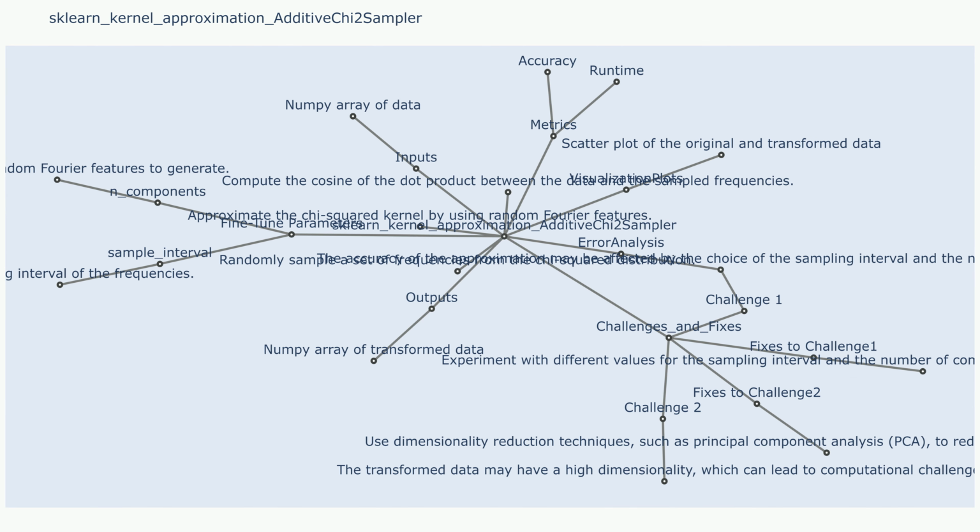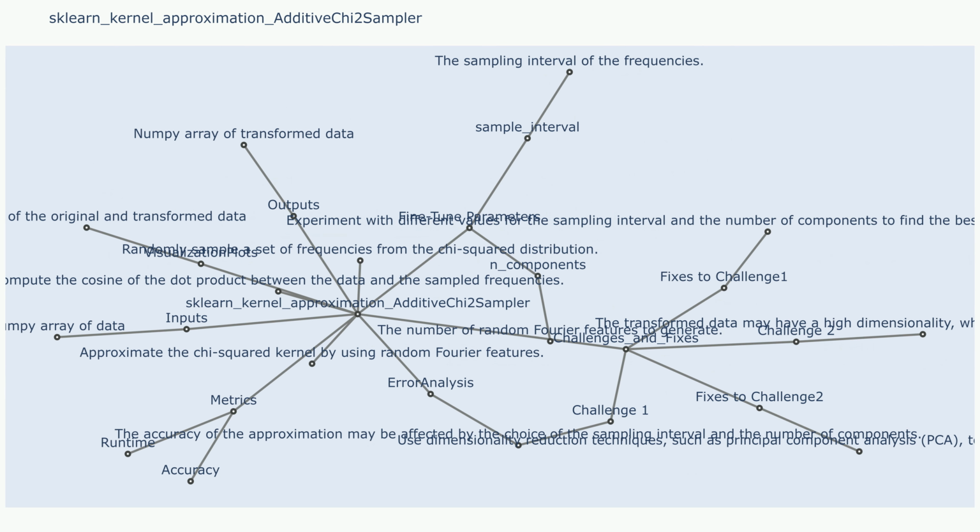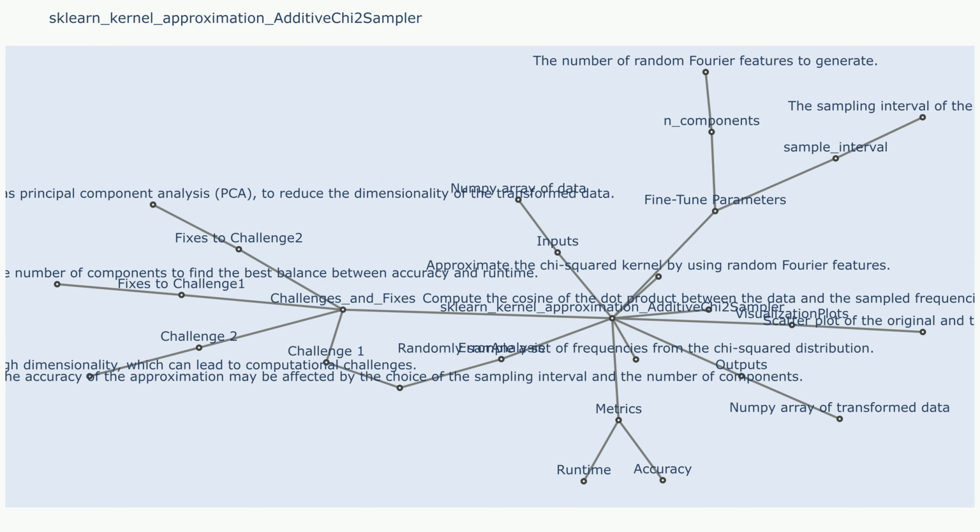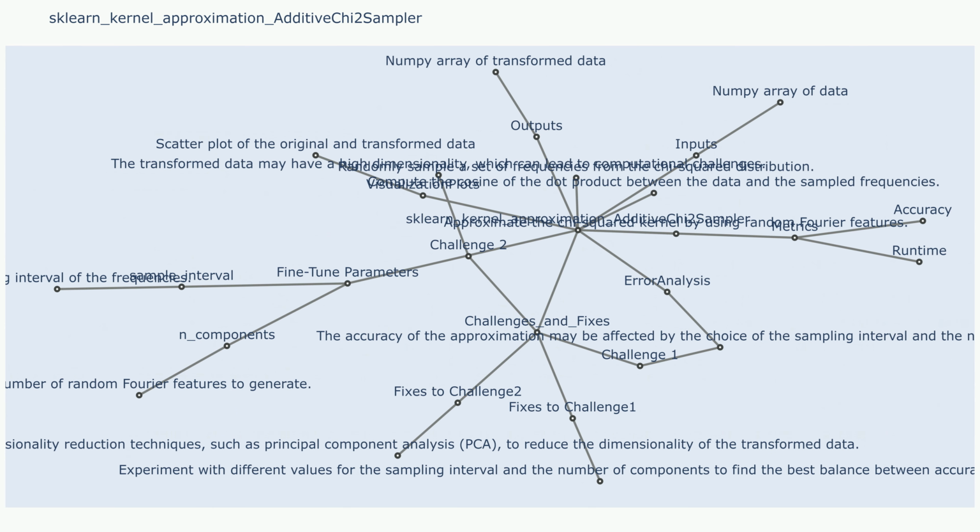Fine-tune parameters: n_components, the number of random Fourier features to generate. Higher values lead to better approximation accuracy but also increased computational cost. Sample weights: weights assigned to each sample during sampling. Uncertainty methods: Bootstrap uses resampling to estimate the variability in the approximation. Bayesian methods introduce prior distributions over the parameters of the approximation model and use Bayesian inference to estimate the uncertainty.